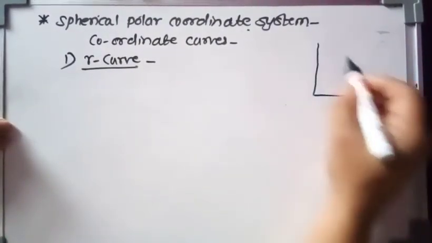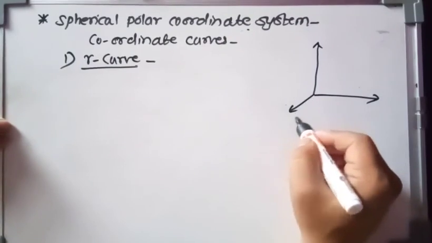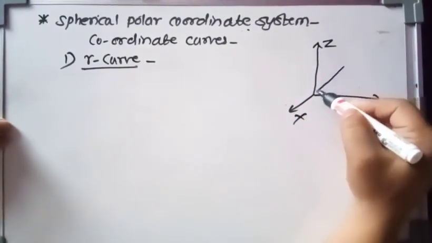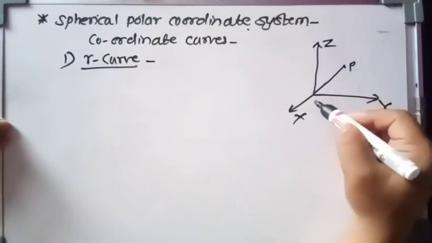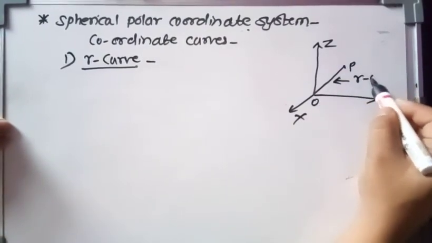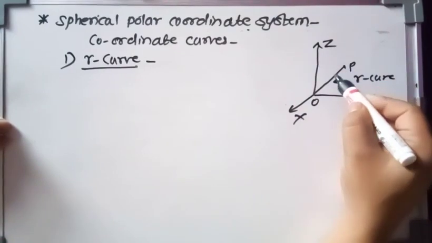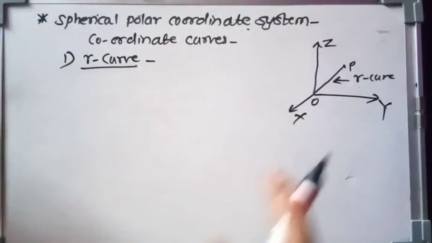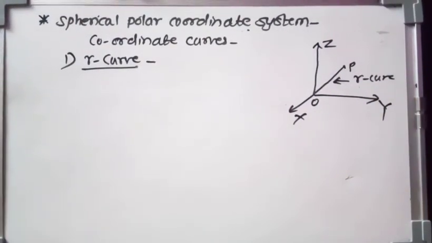This is Cartesian coordinate system. This is OP. This is known as R curve. If we change the position of point P, we see that R is changing, but other two coordinates are fixed, and therefore it is known as R curve.